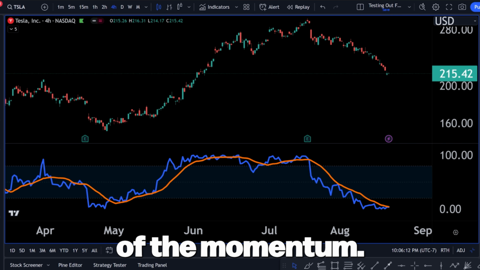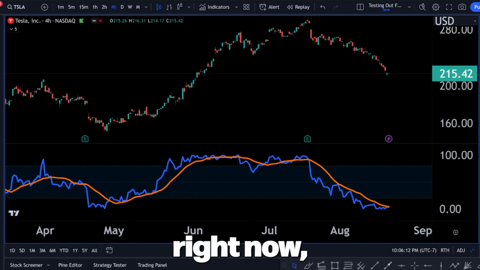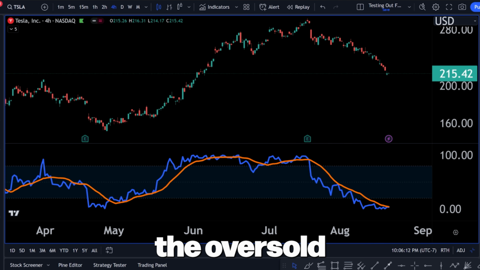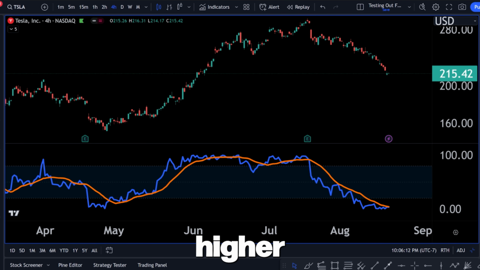So that way your money is not just sitting and going sideways, you're actually going up and you're catching all of the momentum. And if you're looking to see what's happening right now, we're about to have a bullish crossover happen again in the oversold territory, meaning that Tesla has a good opportunity here, as long as all the other indicators match up, to go higher and bounce off of this level of support.